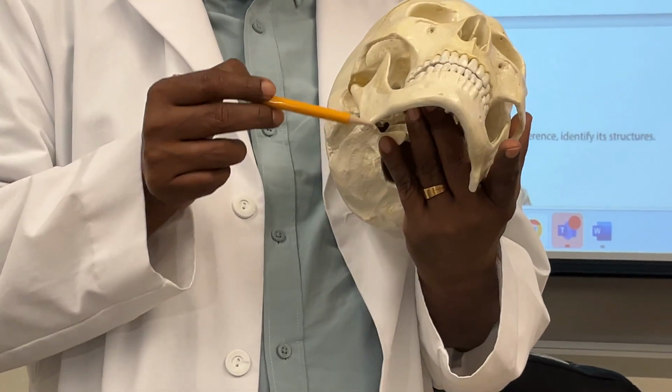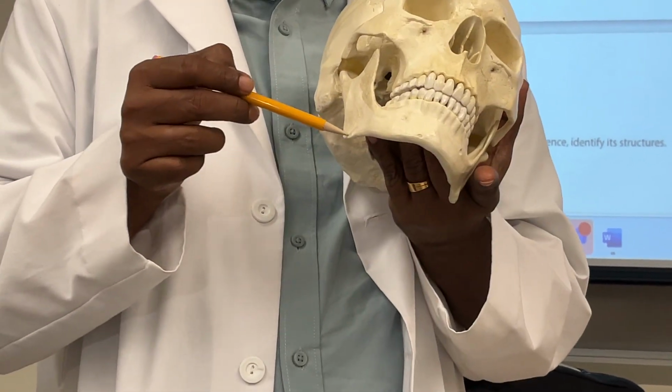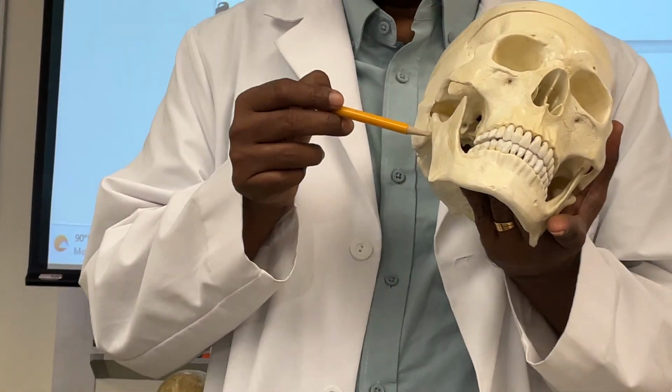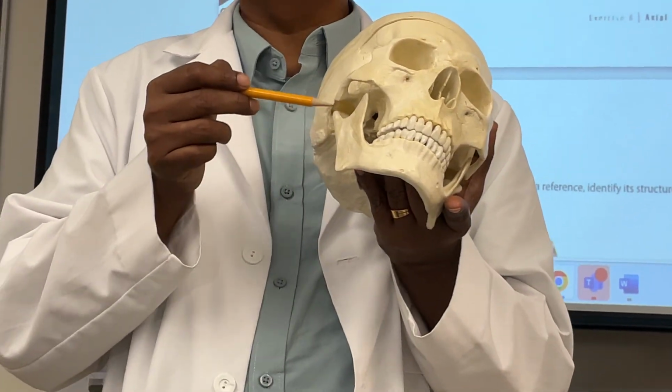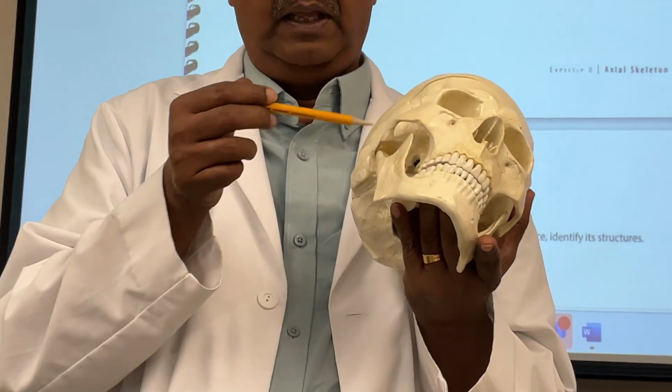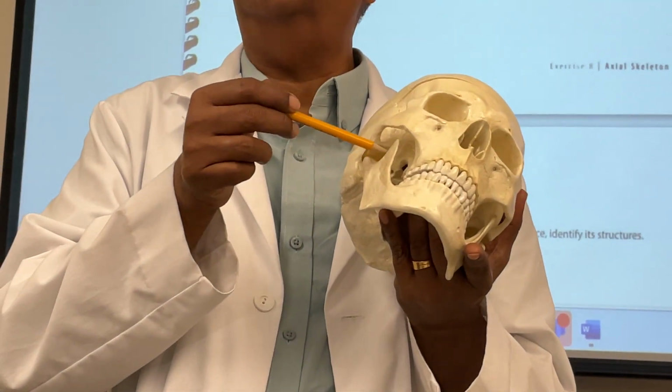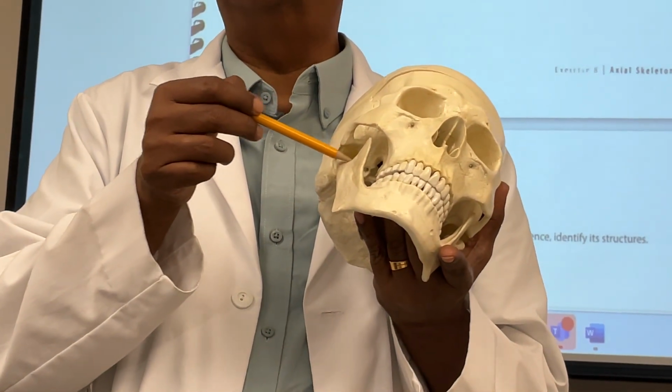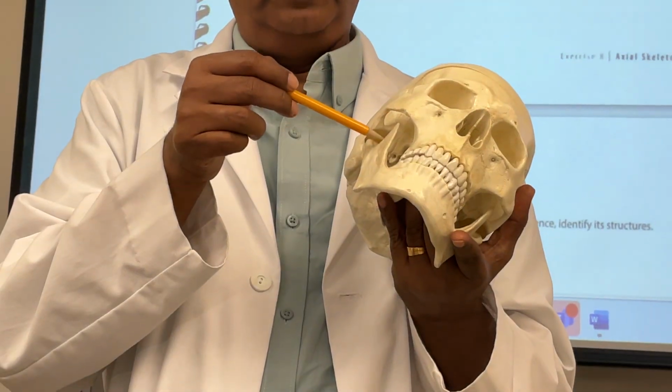Protuberance. This is the angle of the mandible. This is the condyle of the mandible. Okay, this is the coronoid process of the mandible, and between the two you have the notch. Okay, so the mandibular notch.